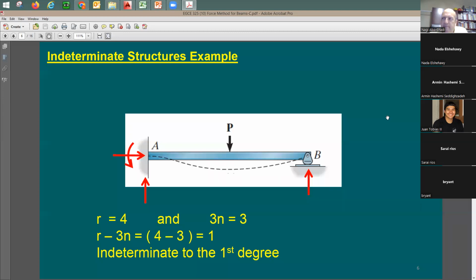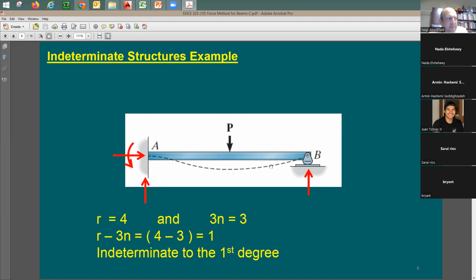First example, I have a fixed beam. So here's a beam. At one end it is fixed, at the other end it is a roller. I'm expecting one reaction here, and another reaction in the y direction here. Because of this fixed end, I'm going to have 3 reactions: the y, the x, and the moment.